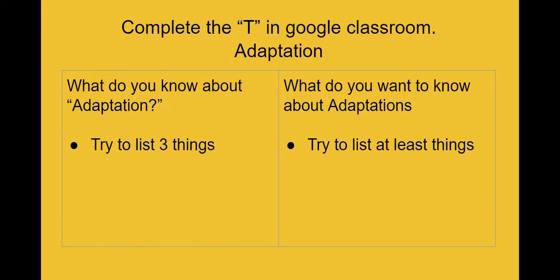What do you want to know about adaptations is on your right-hand side. Try to list at least, that should say 3 things too. My bad. Y'all know I'm bad at this. Try to list at least 3 things on this side. Definitely list 3 things. So 3 things you want to know and 3 things you might already know. Okay? Let's move forward.